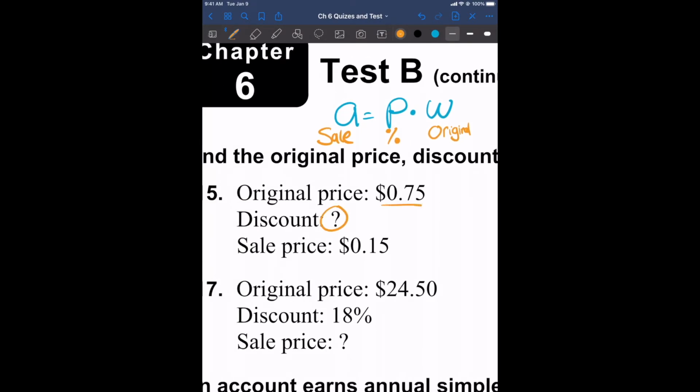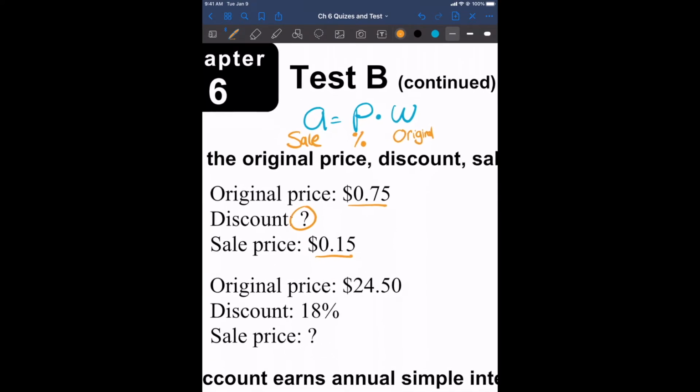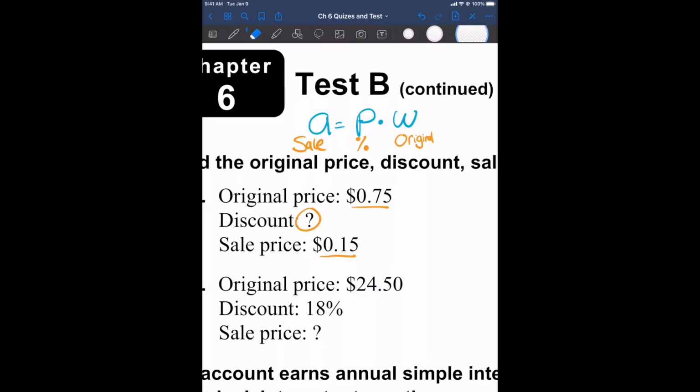If the original price was this and the new sale price is this. Okay? Plug in what we know. We know original price is W. We know sale price is A. I need to find the percent.